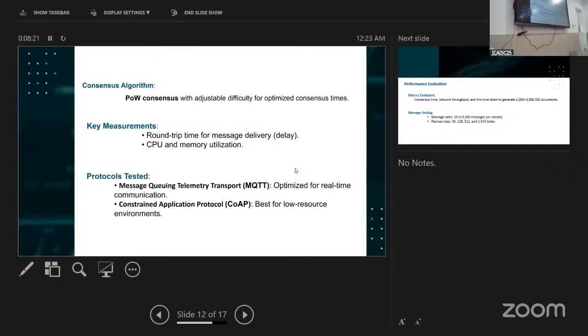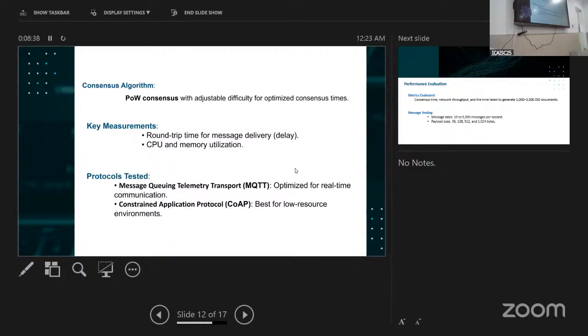For consensus algorithms, we have different types, but we chose proof of work because it was easier for us to adjust it in order to optimize the consensus time. So that's why we chose it.